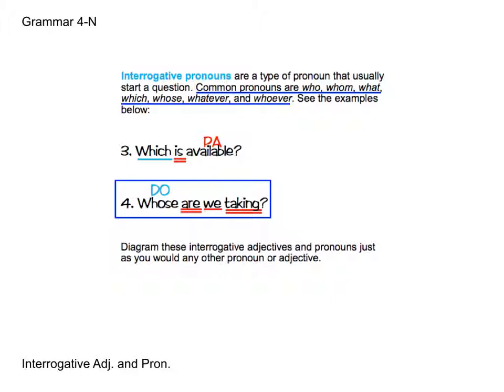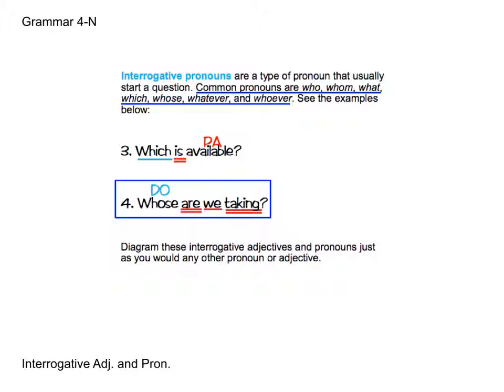Whose are we taking? So we're finding our subject and our verb. Our verb is very easy. Are taking. That's our verb phrase. And so now you just have to determine who is completing the action. We. We are taking. And then we have our direct object, which is whose.